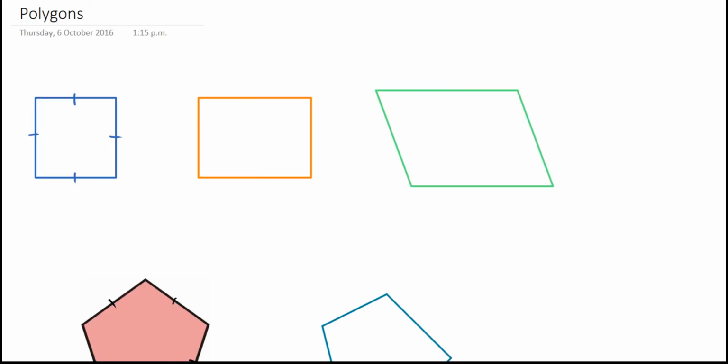Let's have a look at what polygons are. So polygons are basically shapes but with straight sides. So I've got some quadrilaterals here, and there are two types of polygons. There are regular polygons and irregular polygons.